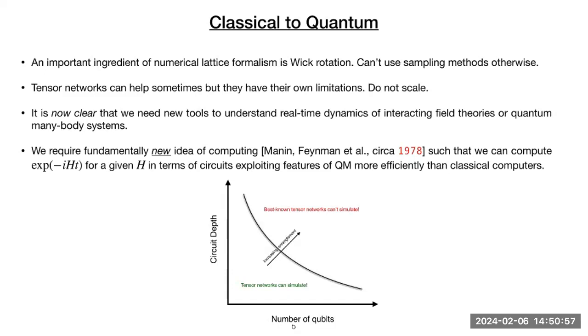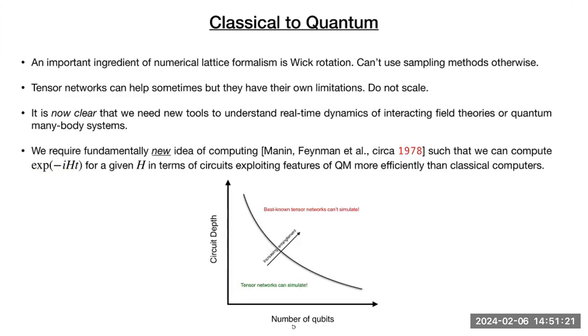And the basic idea is very simple. Suppose we have been given a local Hamiltonian. How do we implement the exponential operator, the unitary time evolution, in terms of circuits which exploit features of quantum mechanics like unitarity and so on, and simulate that quantum many-body system in real time more efficiently than any classical computer? So that is the basic idea.